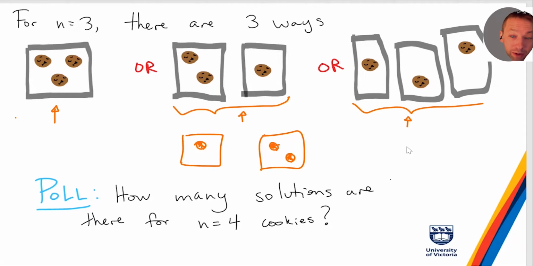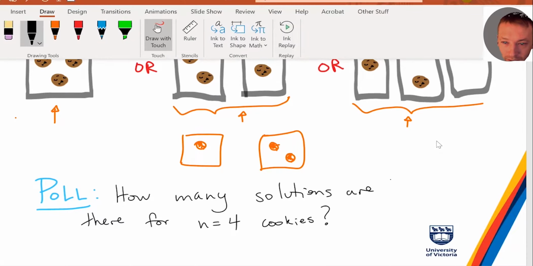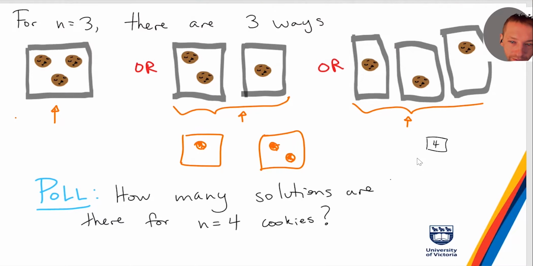So if I want to put them all in one box, there's only one way to do it. I just put 4 in one box. If I wanted to put it in 2 boxes, I could put 3 in one and 1 in the other. If I put 1 in the first box and 3 in the second box, that's the same thing. That doesn't count as different.